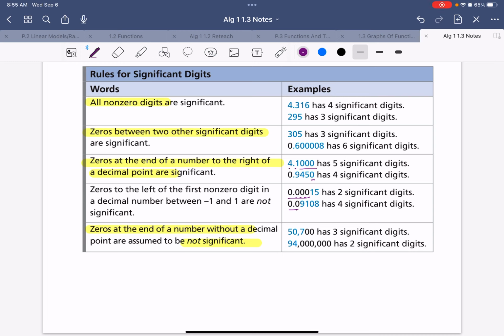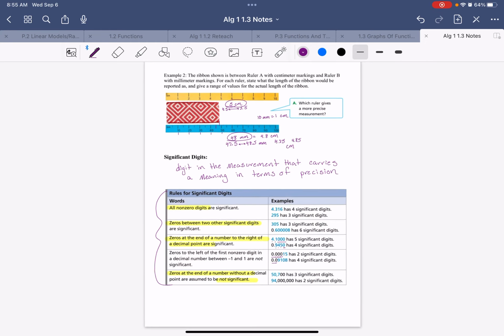This 0 does not change the place value of the 9, the 4, 0. So it is. Okay, these zeros, if I was to remove them, they change the place value. So they're not significant. Okay. I hope that made sense. So just always refer back to this table. And the more we do these, the better you'll get with those significant digits.